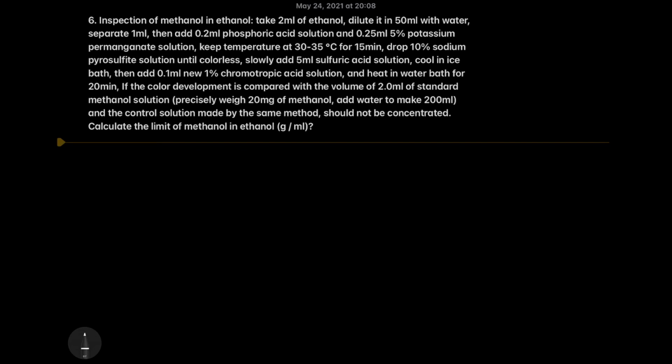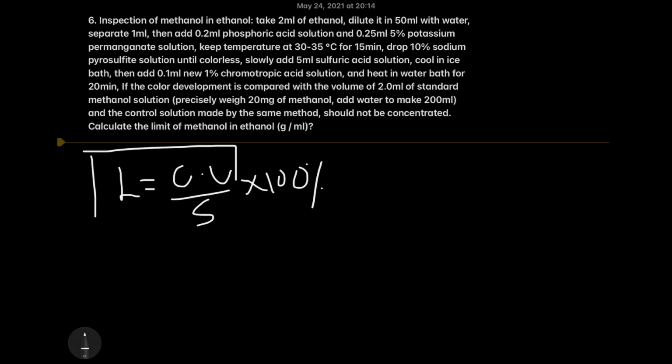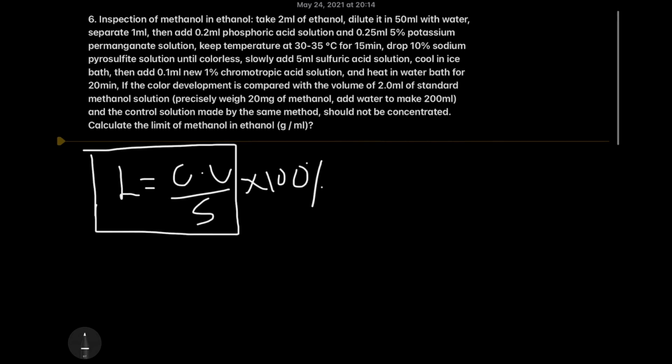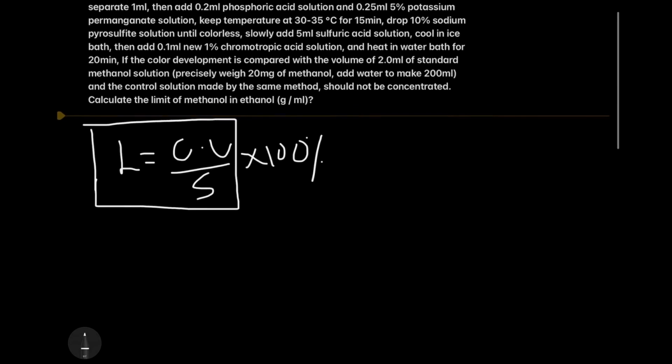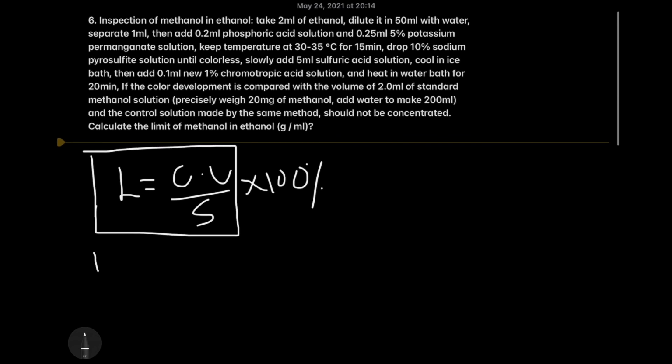So first of all, we can write our formula for limit. Limit is equal to concentration times volume over the drug being tested, multiplied by 100%. However, due to our question, we are not going to express it in percentage. So that simply means we're just going to use this section here, due to our unit. Okay, so let's try to get our data.